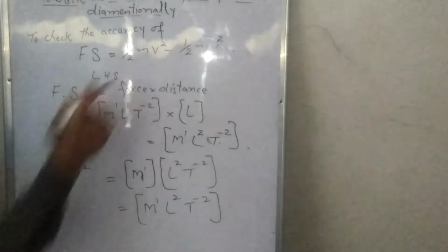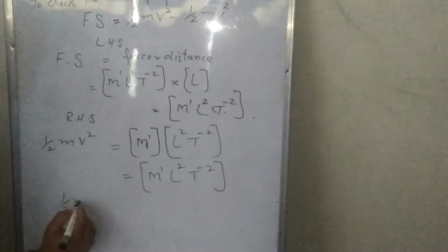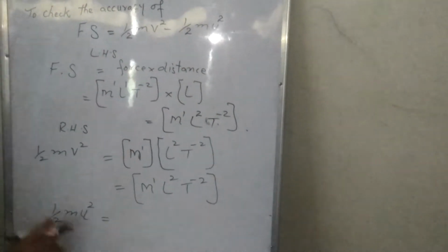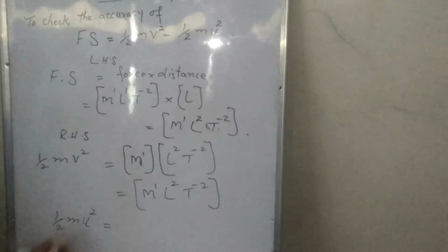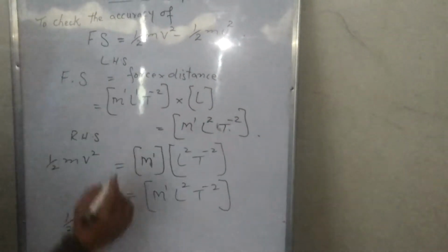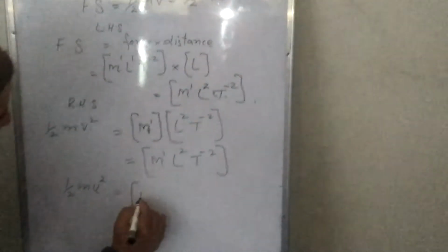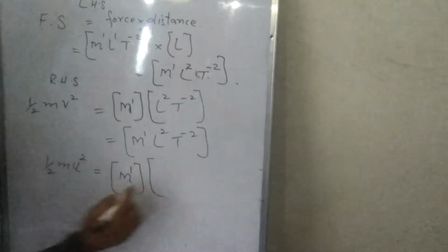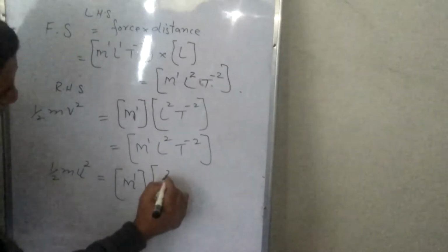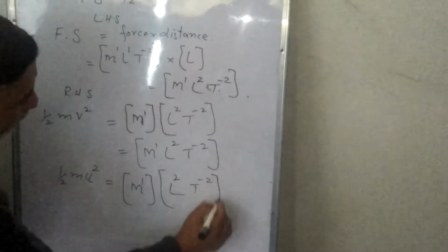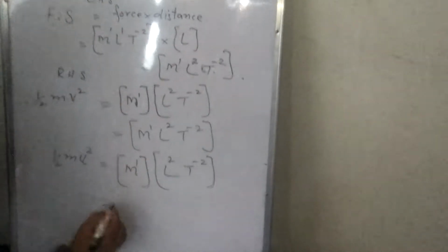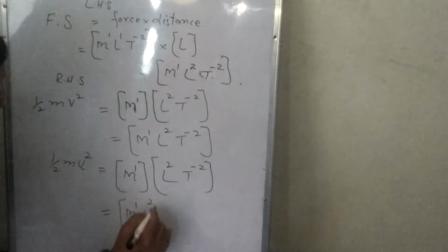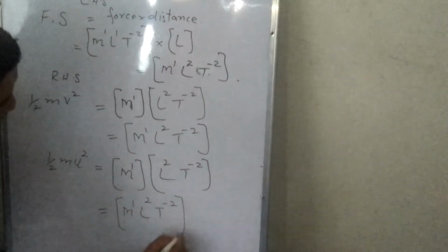Another part, 1 by 2 of mu square. Again, m is mass, u is the initial velocity. Same dimensions as earlier. The dimensions of mass are M raised power 1, and the dimensions of velocity are L T raised power minus 1. Thus, its dimensions become M1 L2 T raised power minus 2.